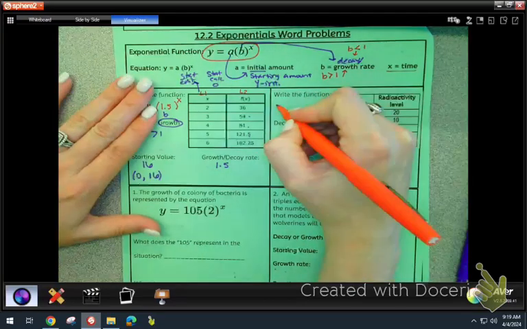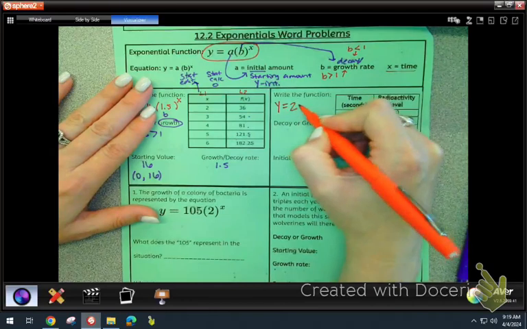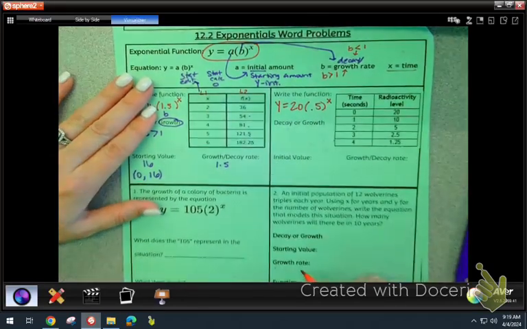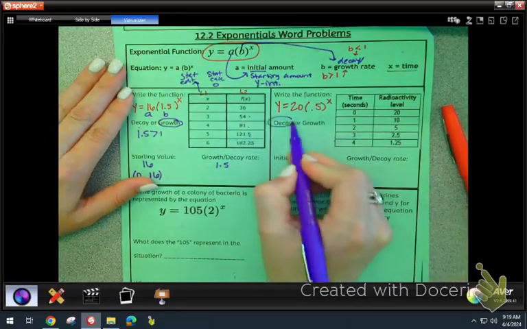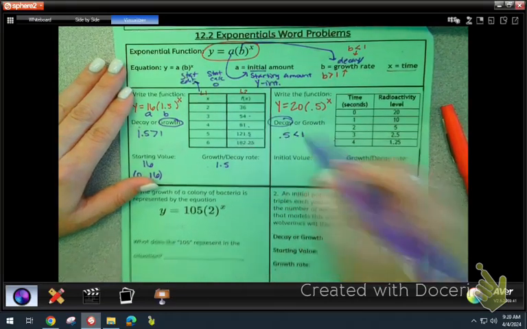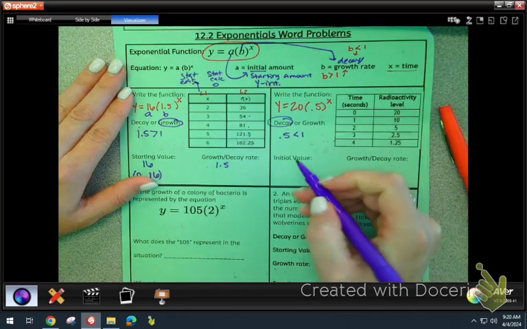Second function? Anybody? Y equals 20, parentheses 0.5 and then the X. 0.5 to the X. Yes. So was it growth or decay? Decay. Why? Because it's 0.5, and that is less than 1. Also, your y values are decreasing. What was your initial value here?